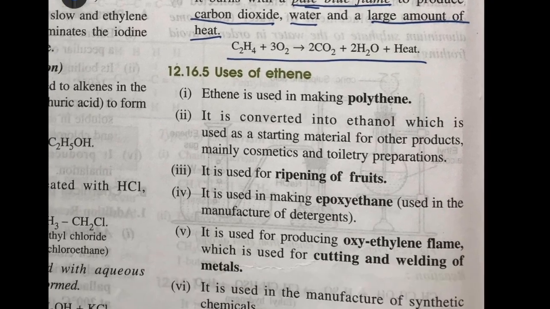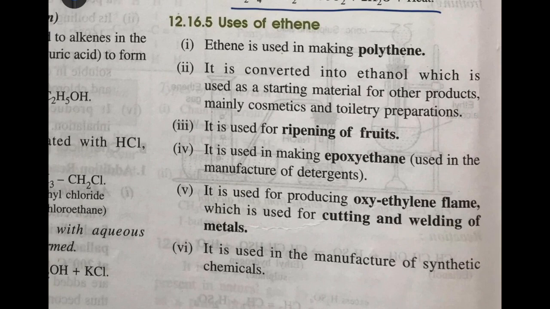Now moving on to the uses of ethene. Ethene is used in making polythene. It is converted into ethanol, which is used as a starting material for making other products like cosmetics and toiletry preparations. And you know it is used in ripening of fruits, ethylene.